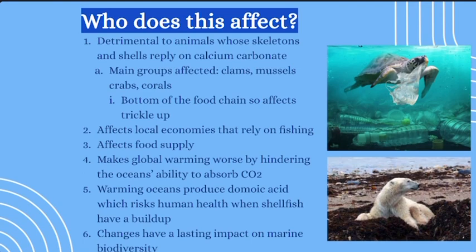Global warming becomes worse by hindering the ocean's ability to absorb CO2. And warming oceans produce domoic acid, which risks human health when shellfish have a buildup. This has a lasting impact on marine biodiversity.